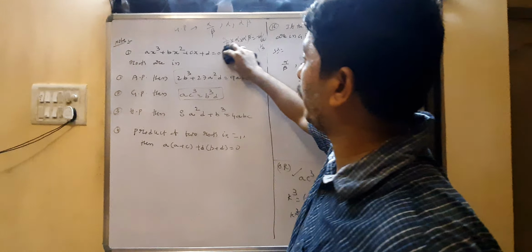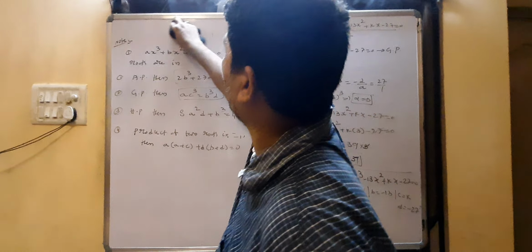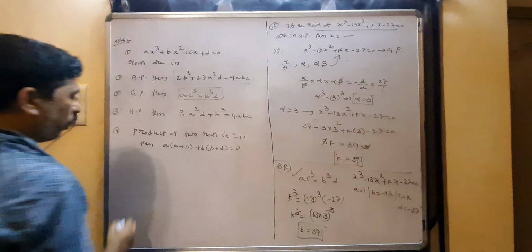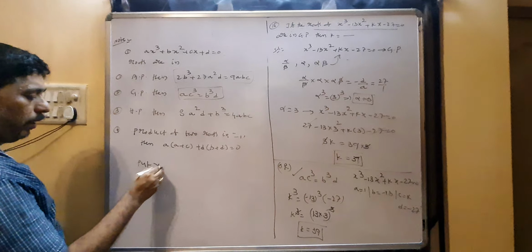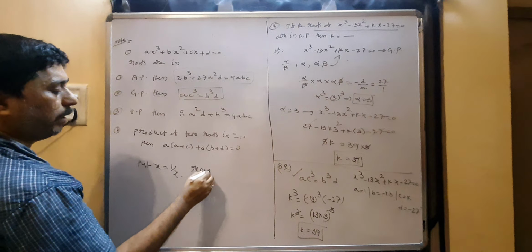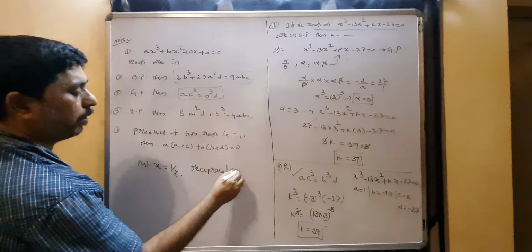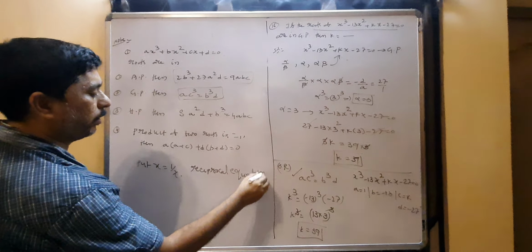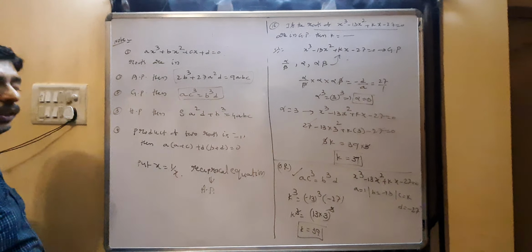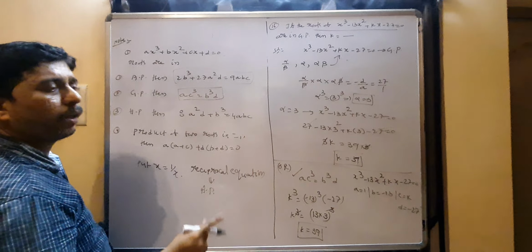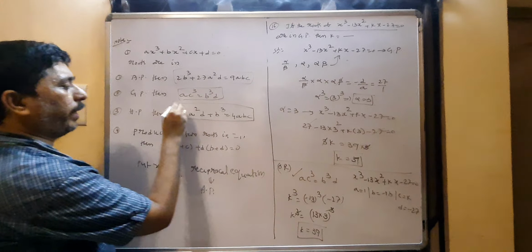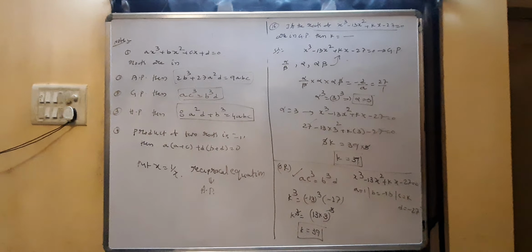Suppose the roots are in HP, that is harmonic progression, then don't go to the procedure, put x equal to 1 by x in the given equation, we get a reciprocal equation. The reciprocal equation's roots are in AP. Then use the first condition, we get one root. Substitute that root in the reciprocal equation, we get this condition: 8a square d plus b cube equal to 4abc.